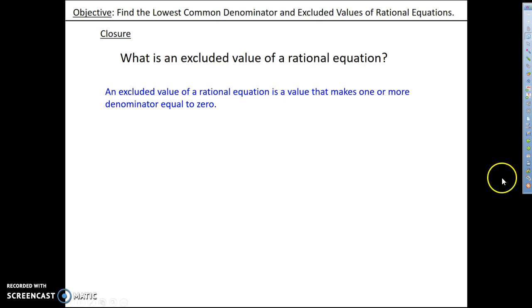And there's an excluded value of a rational equation. It makes one or more of the denominators equal to 0.